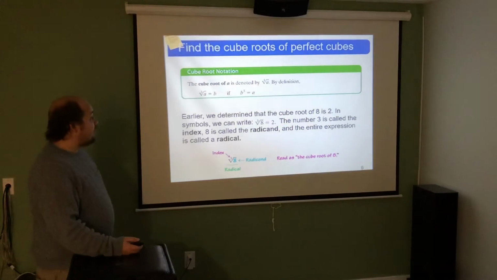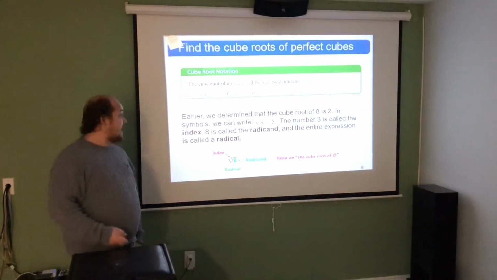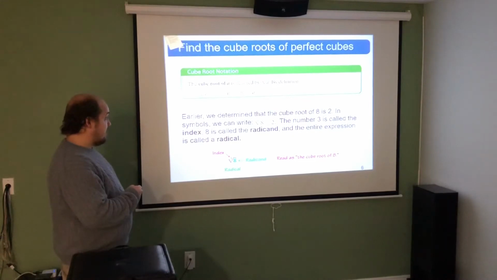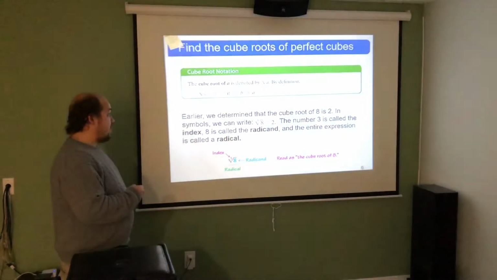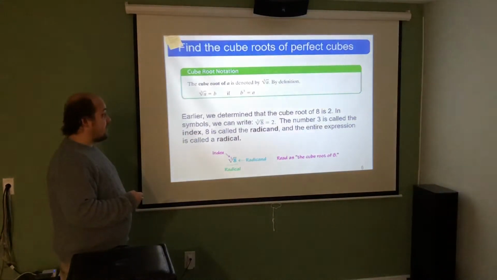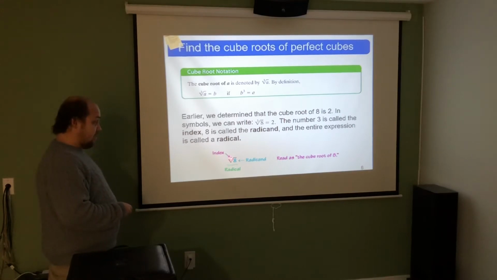The cube root of a is denoted by the root symbol with a 3 next to it. So basically this number tells you what number root you're doing. The cube root of a equals b if b to the third power equals a. Same general idea that there's an index number on the root that tells you what root number it is. The entire thing is called a radical. Underneath the root symbol is the radicand.